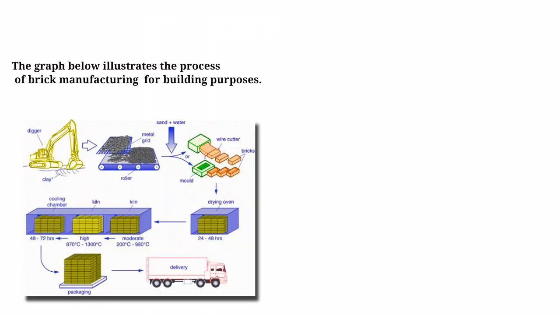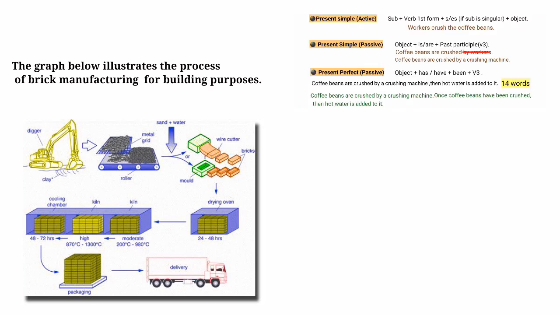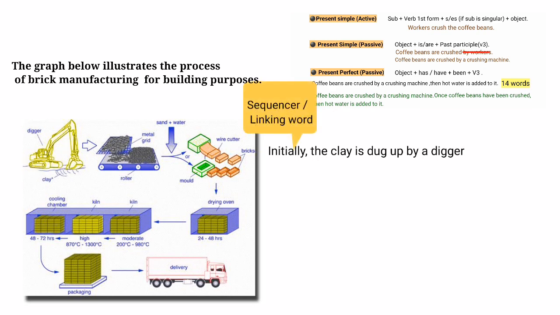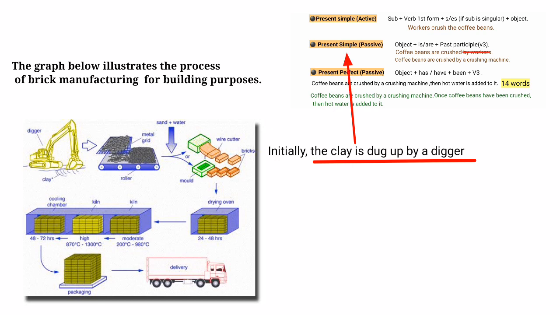Here is a process diagram showing brick production. I have already explained its introduction and overview part in my last video, and here I'm gonna explain how to write body paragraphs using these three sentence structures. See, here our first process is done by a digger. So I'll write here, initially the clay is dug up by a digger. Here initially is a sequencer. You can also call it a linking word. And this is a present simple passive structure I have used.